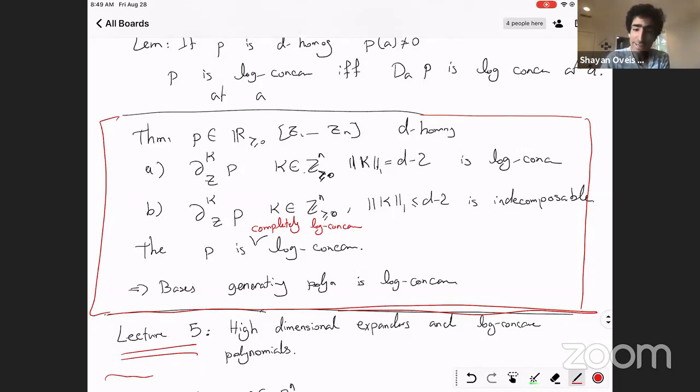So you can test, if I give you a polynomial, you can run an algorithm to test if the polynomial is log concave or not, but you don't have such a thing for real stability. If you give me a real stable polynomial, it's not easy to test whether that polynomial is real stable. And I'm not quite sure, but I think I heard from some people that it can be NP complete in general.